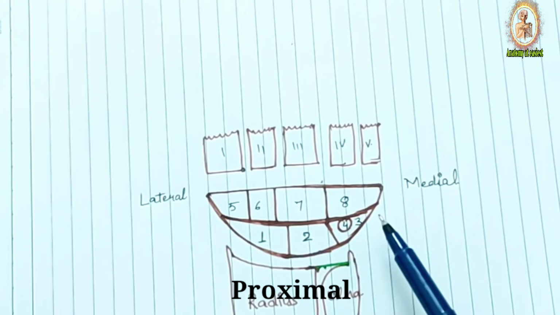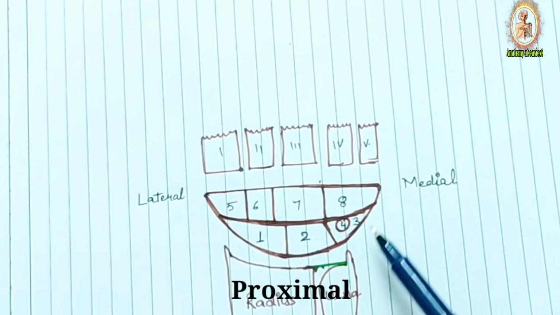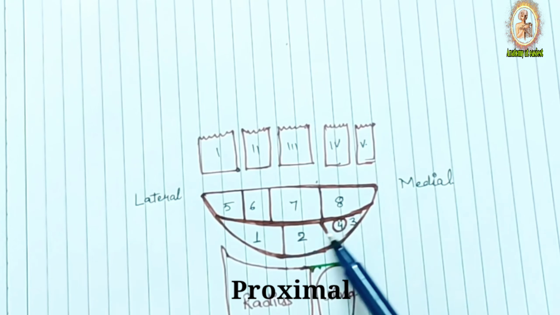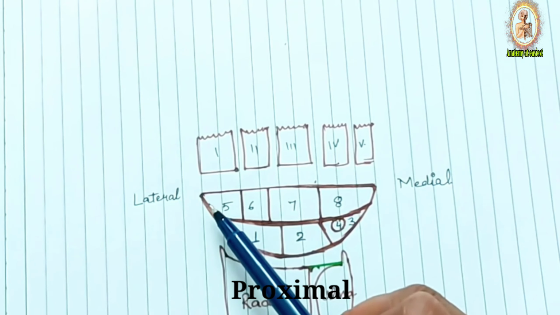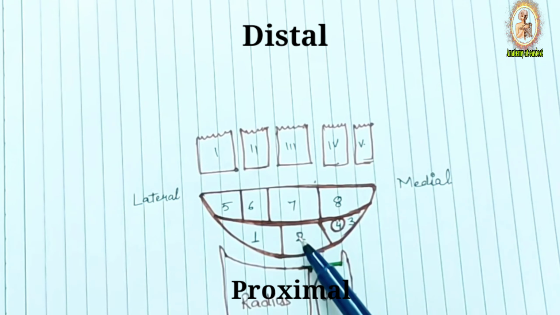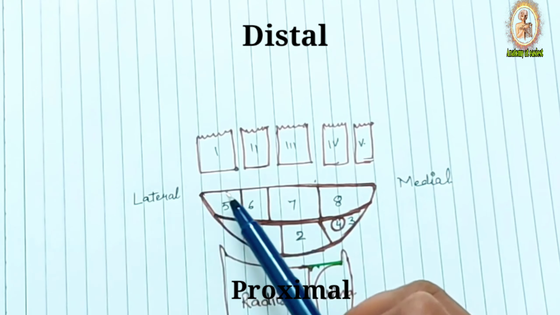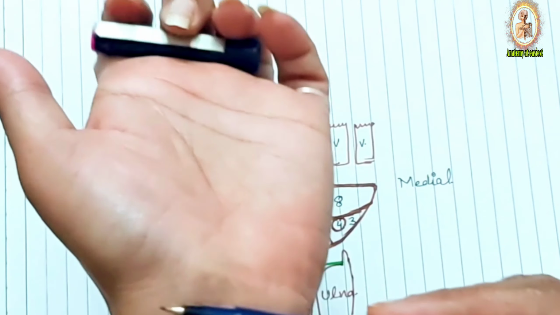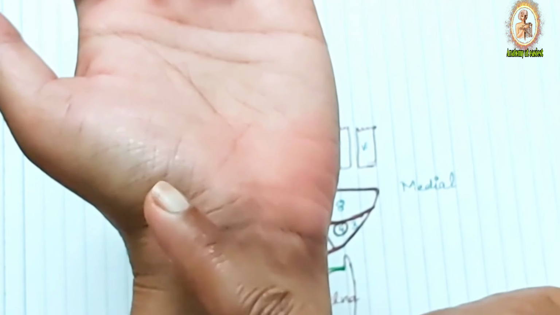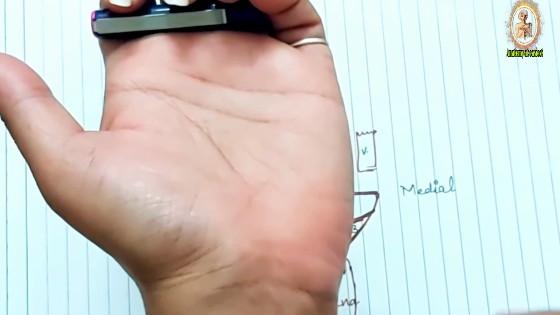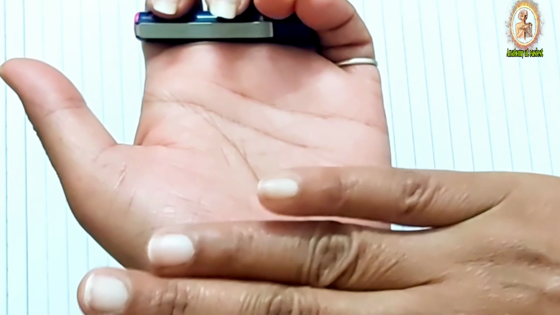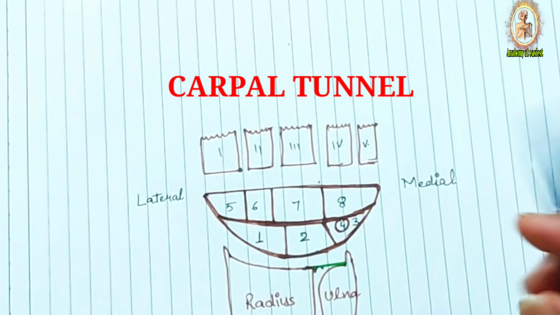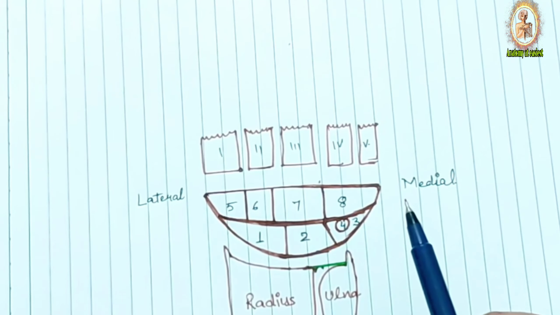The proximal part of the proximal row presents a convexity. The distal part of this row presents a concavity on which the convexity of the distal row fits. Also, the distal part of the distal row is flattened like this. Anteriorly, on the palmar surface, all the carpals together form a concavity, on which the flexor retinaculum attaches to form a tunnel-like structure which is called the carpal tunnel. So, this is the way in which carpals are articulated to each other.